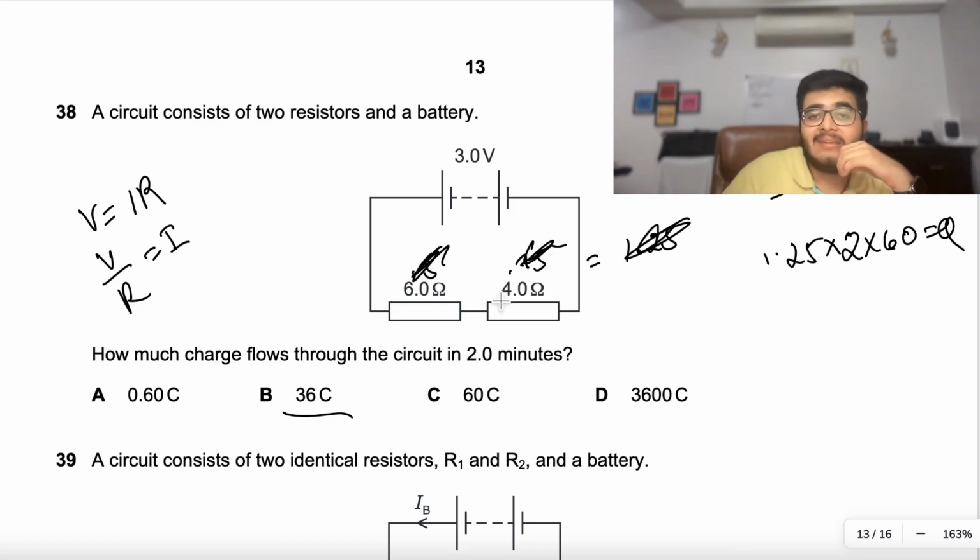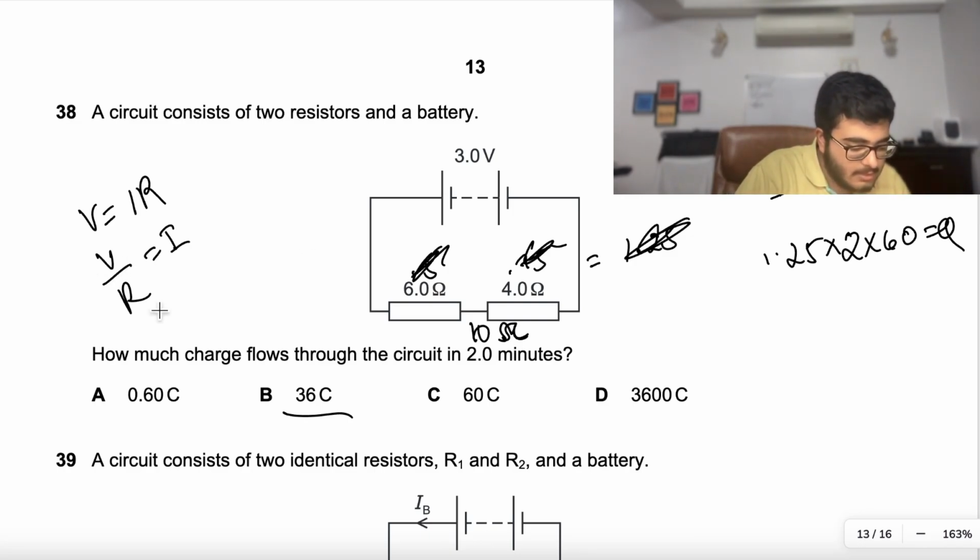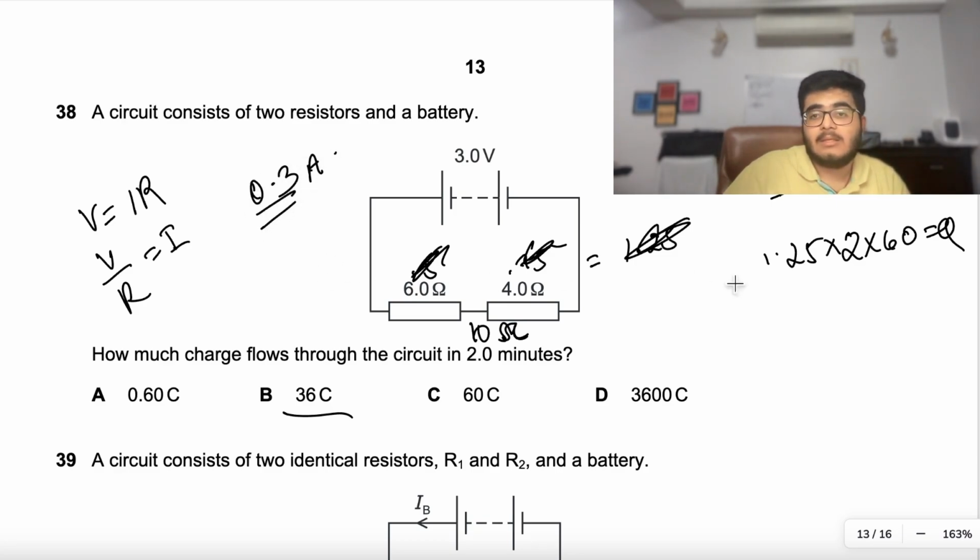Let's try to add the resistance first. So 6 plus 4 is going to give us 10 ohms, right? So we added the resistance first. Now let's calculate the total current, which is V by R. So 3 by 10 is going to give us the current to be 0.3 amperes. Let's try putting in the formula now. So 0.3 into 1 into 2 into 60. This is going to give us 36 coulombs.